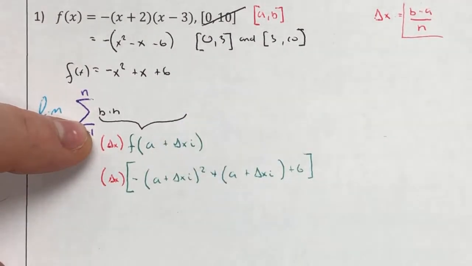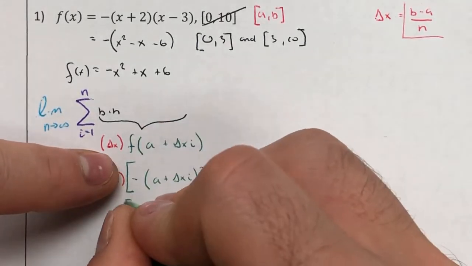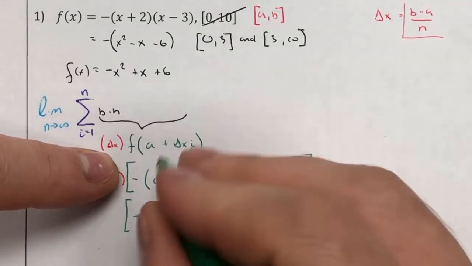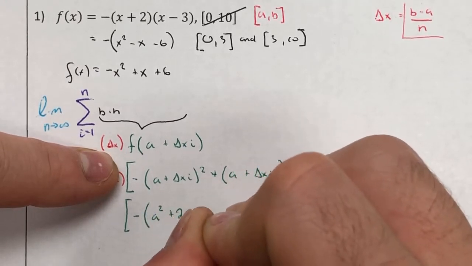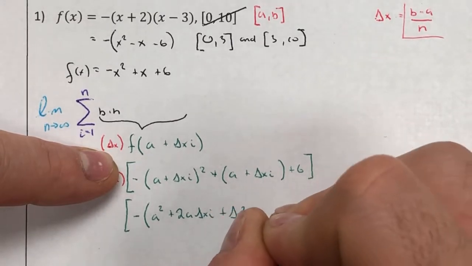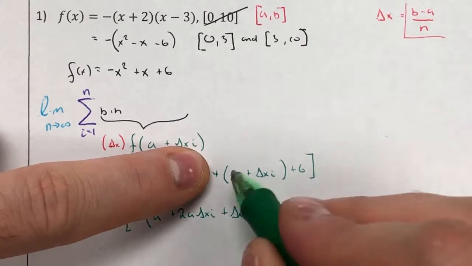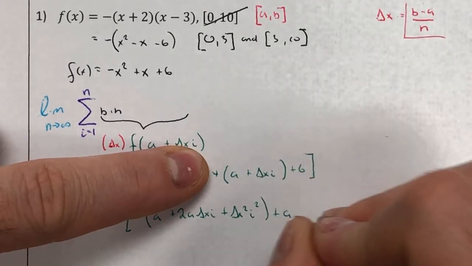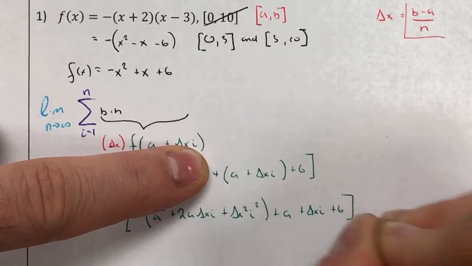The next thing we're going to do is I'm going to FOIL this. So I leave my negative. That's going to give me an a squared plus 2a delta x i plus delta x squared i squared. The parentheses can just drop off, so I have a delta x i plus 6. Again, times delta x.